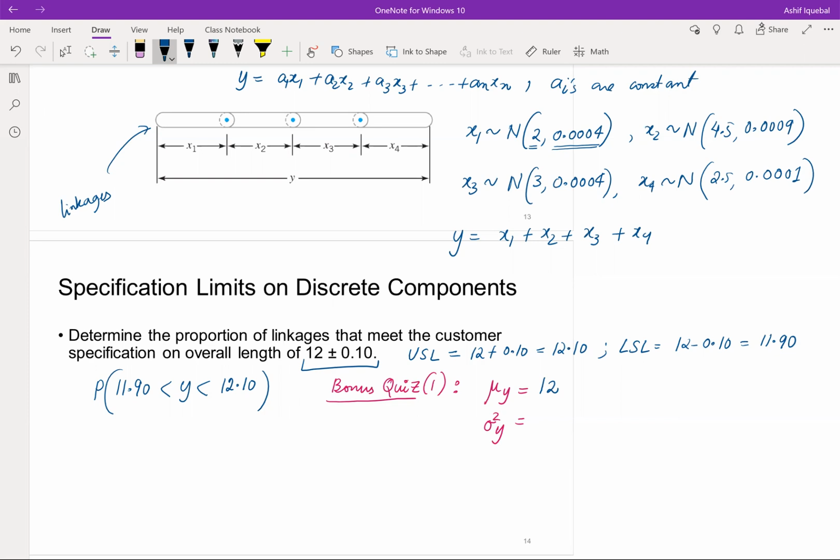Variance is 1.14 into 10 raised to minus 6. Wait, can you repeat that again? 1.14 into 10 raised to minus 6. How did you get this? I just did the summation of square of each standard deviation. Oh, these are variances, not standard deviations, but I understand what you're trying to do. So when you just add them up, these are just variances, right?